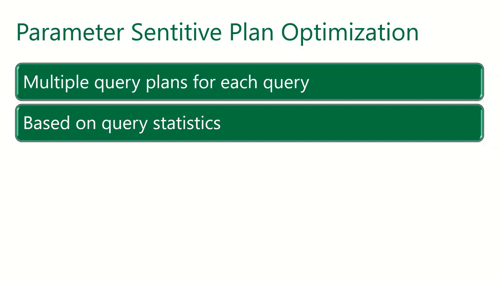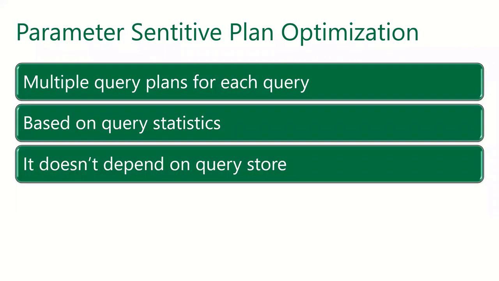How does the PSP take the decision? Based on query statistics. This is exactly built thinking about parameter sniffing. If we have a column in our table and the queries are making predicates over that column, but the values on that column are very skewed. One value returns 10 records, another value returns 10,000 records. In this case, the PSP will take place and will create multiple query plans for a single query, the same query.